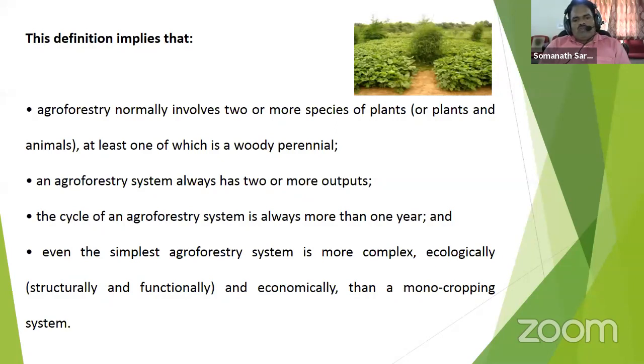The cycle of an agroforestry system is always more than 1 year, since while growing perennial tree species, the cycle is always more than 1 year. Even the simplest agroforestry system is more complex ecologically, because of its structure and function, and economically, than the monocropping system. As compared to monocropping, it is a complex system.